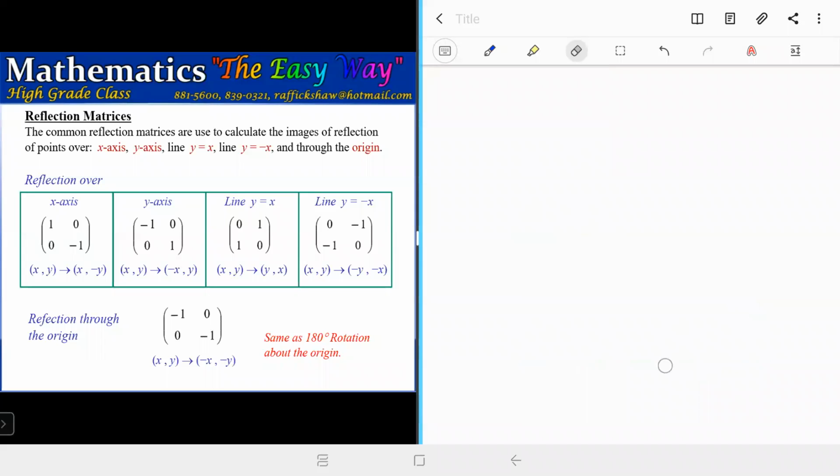Now you also have to know which of the matrices have 1 negative in them and which ones have 2 negatives in them. All right. They are easy to remember. So the first matrix I remember is the y-axis reflection matrix.